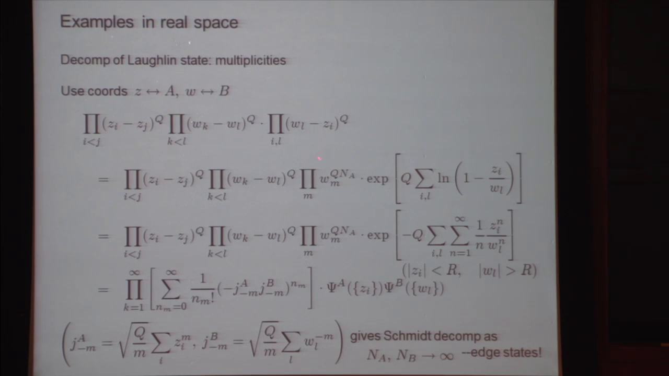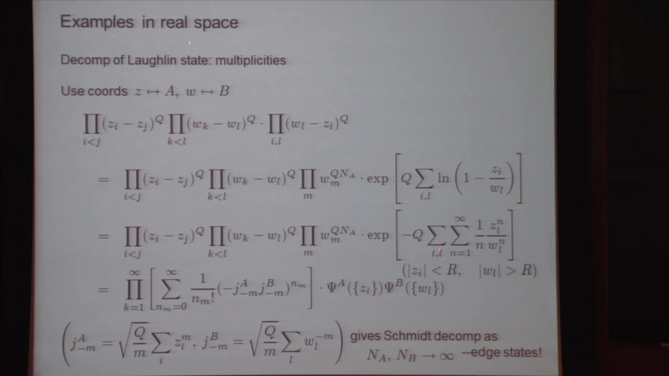I can extract all the powers of W that I can, and then exponentiate what's left and write it as exponential of q times log of 1 minus z over w. That's just an identity. The whole thing is identities, in fact. Then, since mod z is always less than mod w, I'm allowed to expand the log in powers. I get this expansion, and then I can expand the exponential in powers as well. And now look what I've got. I've got a Laughlin state for the z's and a Laughlin state for the w's, and then I've got a whole bunch of things which involve z times w, which give the entanglement.